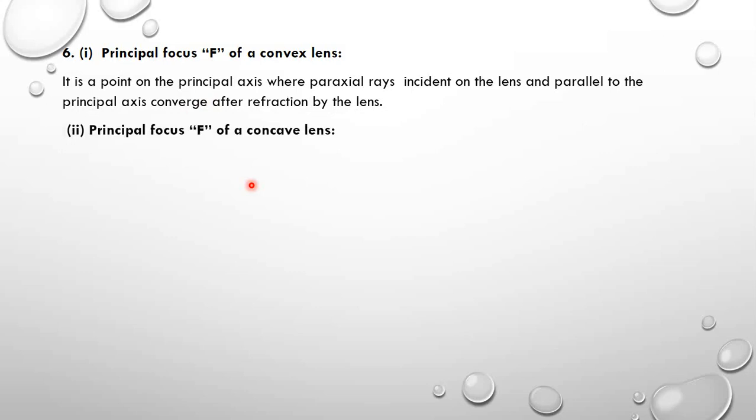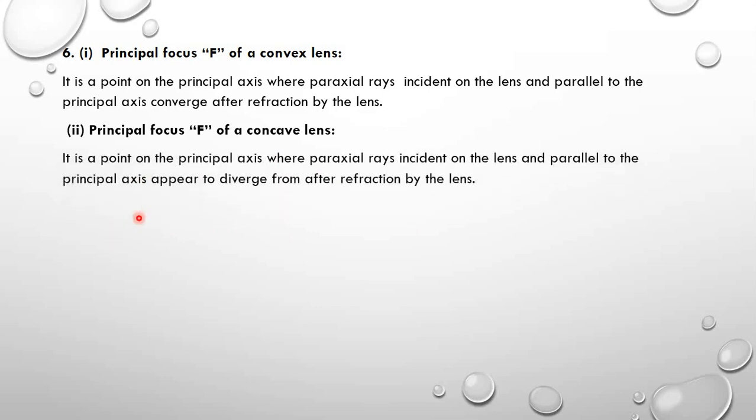Then let's also look at the principal focus, capital F, of a concave lens. For a concave lens, this is the point on the principal axis from which paraxial rays incident on the lens and parallel to the principal axis appear to diverge after refraction by the lens. And for a concave lens, it is virtual. If you talk of virtual, it means that the principal focus is behind the lens. Let's also look at the focal length F.